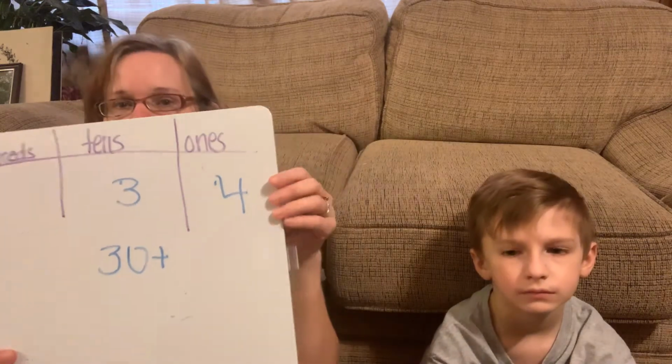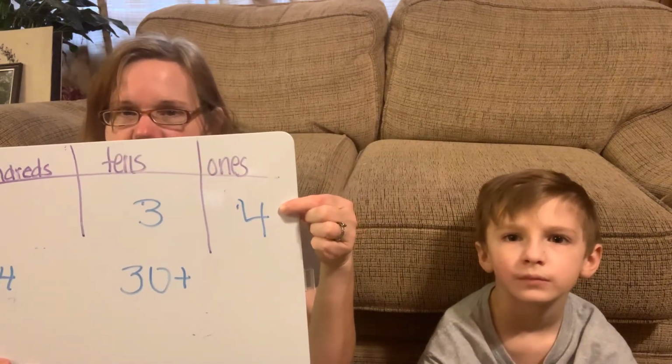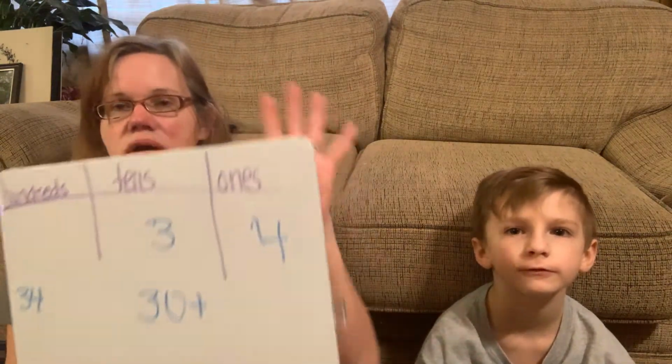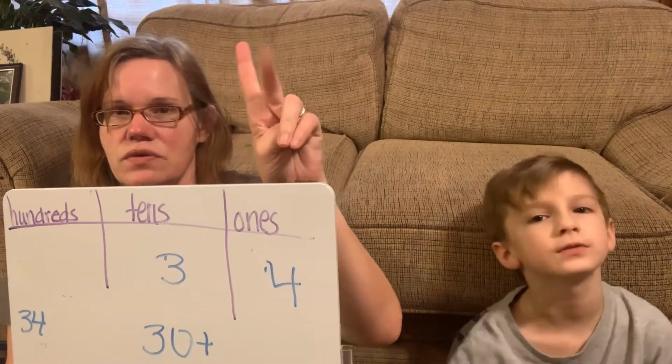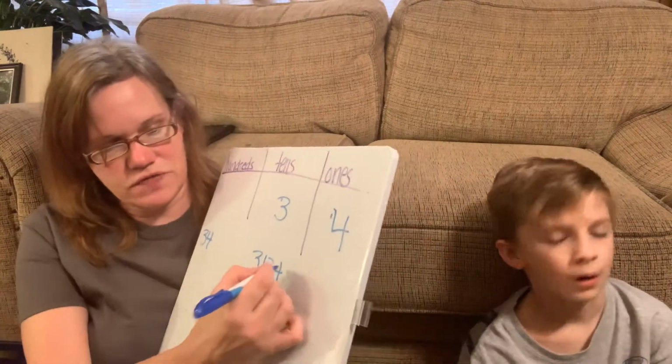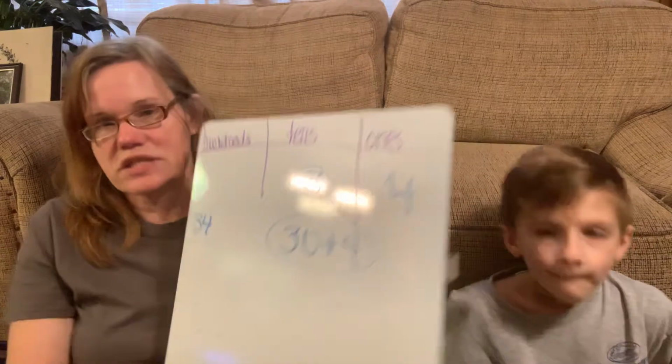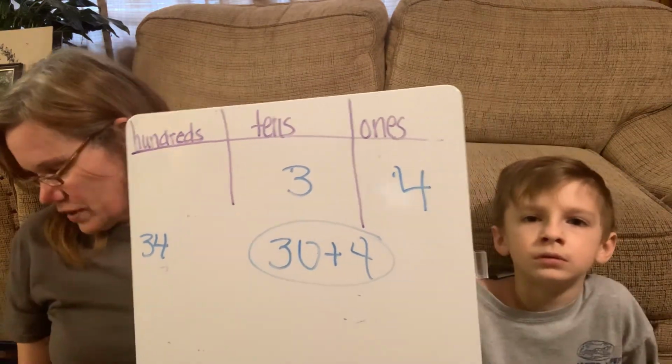All right, now how many do I have in the ones place? 4. So how many ones do I have? What's the value of that 4? We can count it. 1, 2, 3, 4. 30 plus 4. So that is my expanded form for 34.